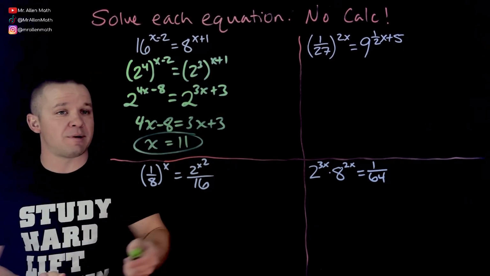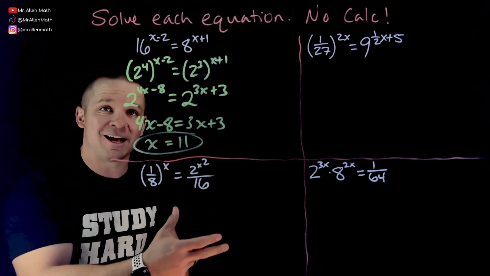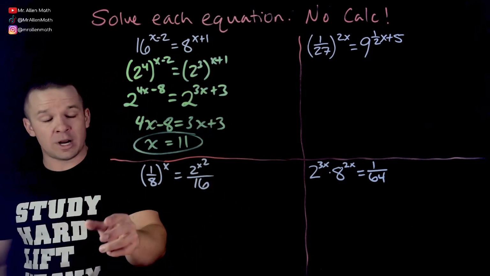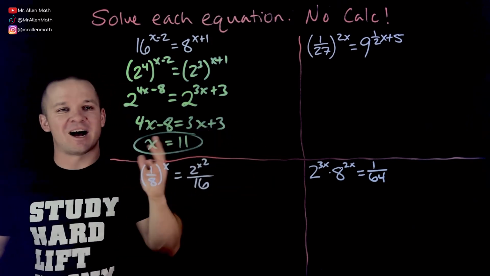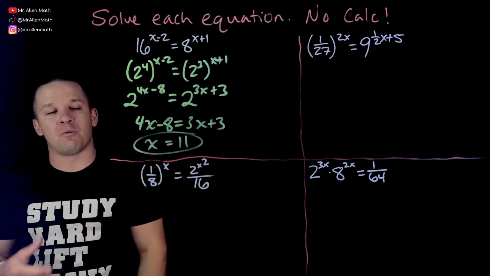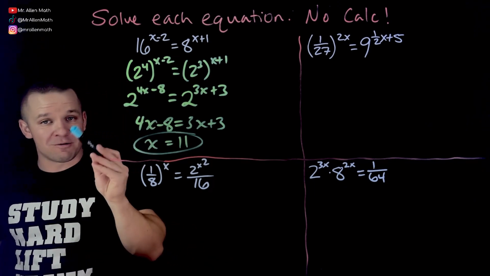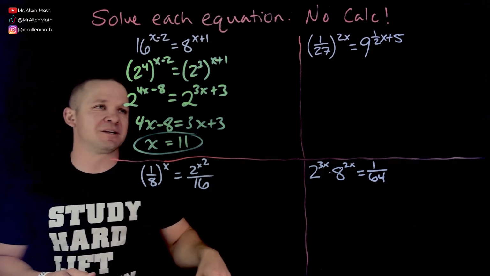And if I were to plug this into my calculator, we'd have 11 minus 2 is 9, 16 to the 9th, and I'd have 8 to the 12th rather, 11 plus 1, I would get the same answer on each side. Okay, so you could check it with your calculator if you want, but on a quiz or test, these are going to be non-calc problems. So be ready to rock and roll without that calculator. One-to-one property of exponents comes in clutch.